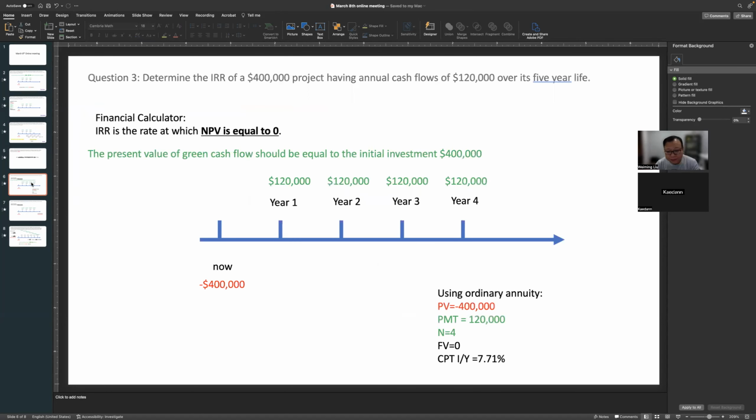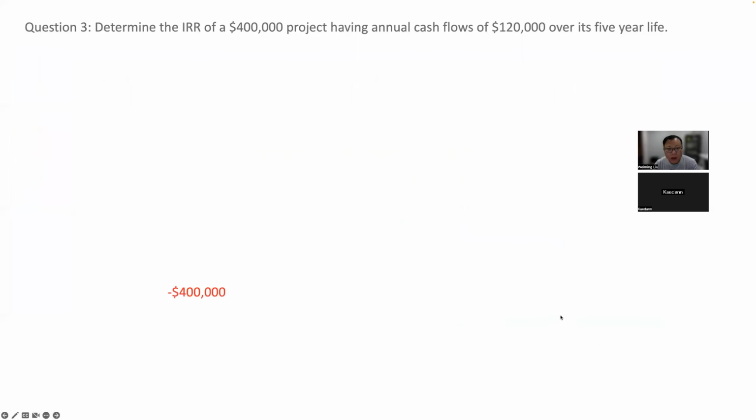Question three. Question three is about IRR. So what is the IRR? The I represents internal, right? The first R represents rate. The second R represents return. So IRR is the internal rate of return.